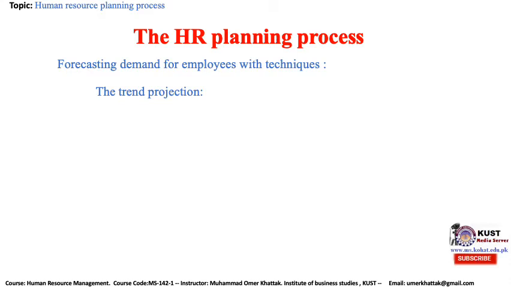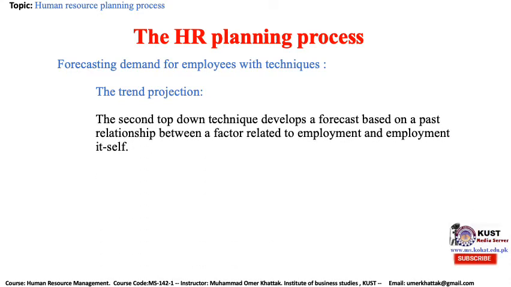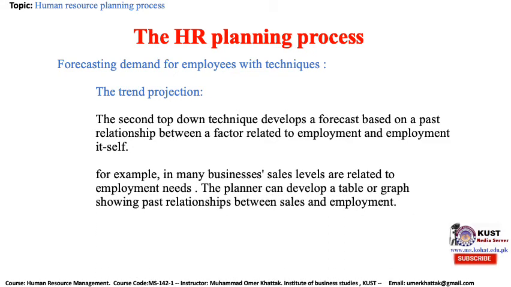The trend projection. The second top-down technique develops a forecast based on a past relationship between a factor related to employment and employment itself. For example, in many businesses, sales levels are related to employment needs. The planner can develop a table or graph showing past relationship between sales.